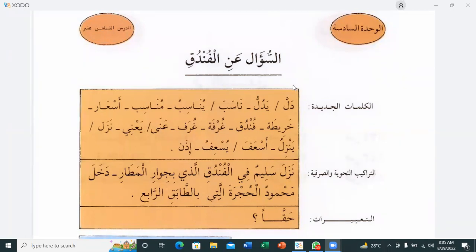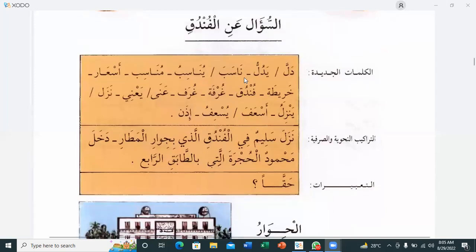As-Suwalu Anil Funduk. Al-Funduk is hotel. As-Suwalu Anil Funduk, asking about hotel. Al Kalimatul Jadida, new words.